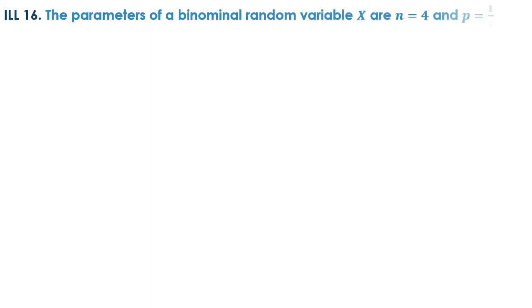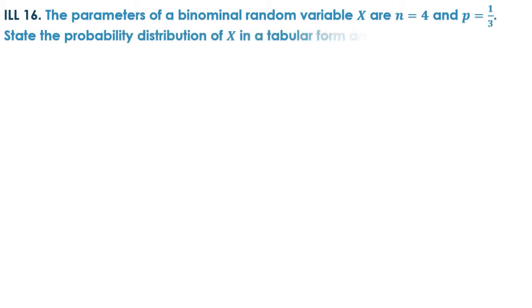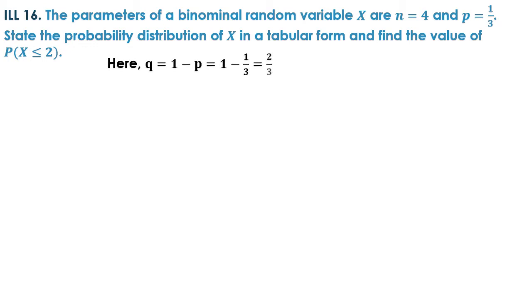Illustration 16. The parameters of a binomial random variable x are n is equal to 4 and p is equal to 1 upon 3. We have to state the probability distribution of x in a tabular form and find the value of probability x is less than equal to 2. Now, how we are going to start that because p is given, we can start by calculating q, that is 1 minus p, that is 2 upon 3.